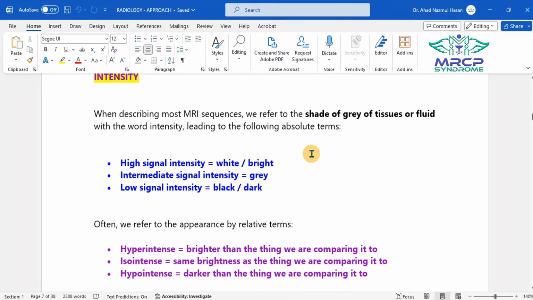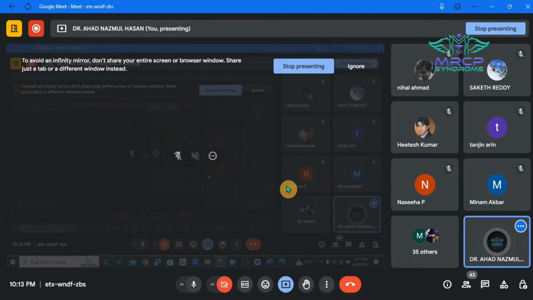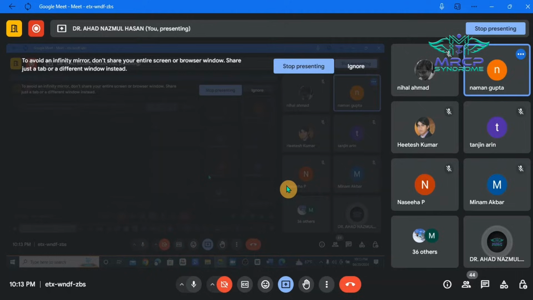Can anyone tell me the neurological indications of cranial MRI? What are the gross indications for when we should go for the MRI? Yes, Dr. Naman. Multiple sclerosis is one. Yeah, we can go for multiple sclerosis.